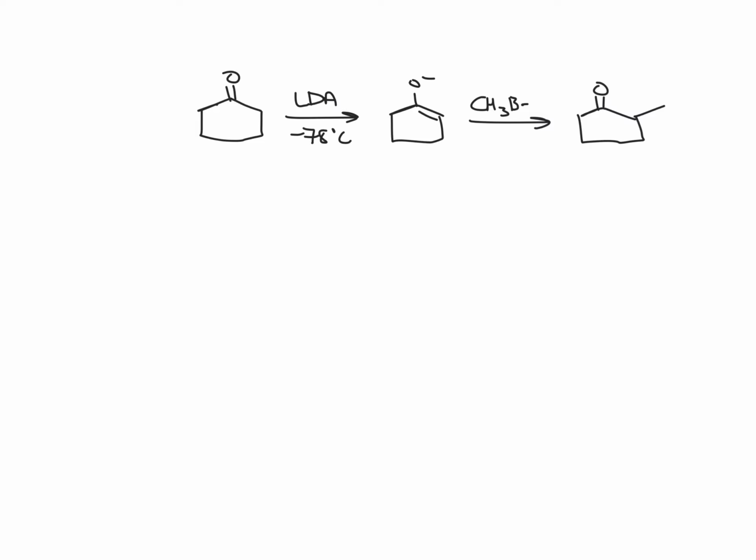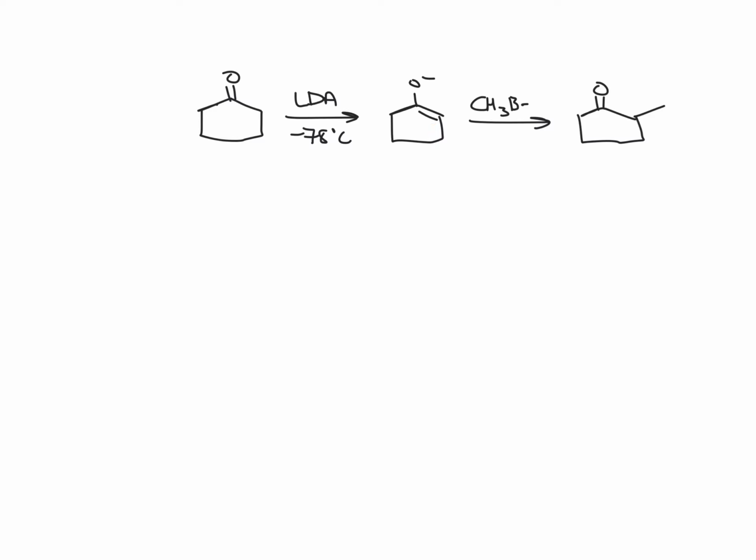Okay, so we just got done talking about how you can alkylate the alpha position of a ketone by treating it with LDA at low temperature to generate an enolate, and then reacting that enolate with an electrophile like methyl bromide, which will alkylate at the C side of that enolate at the alpha position to generate this product.